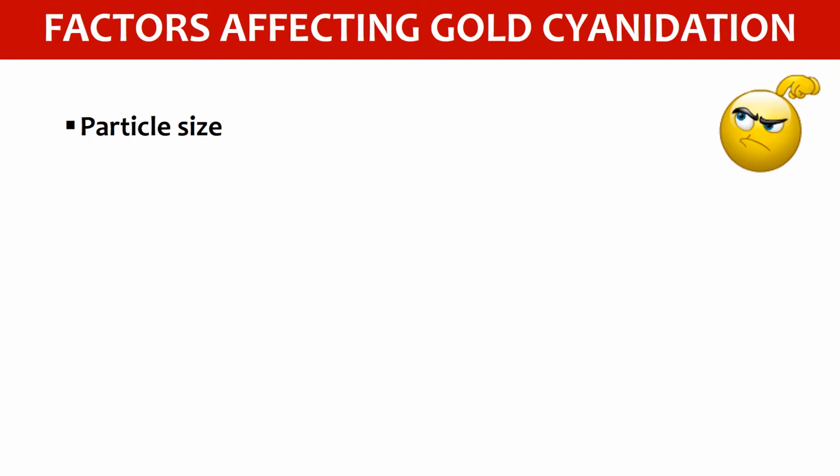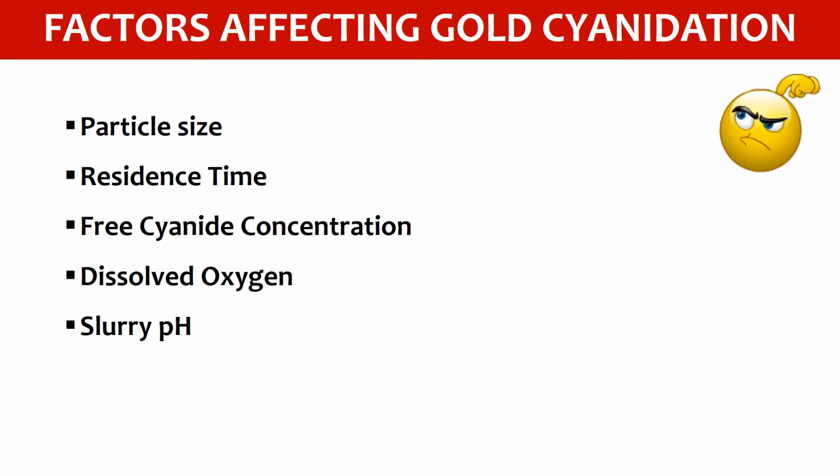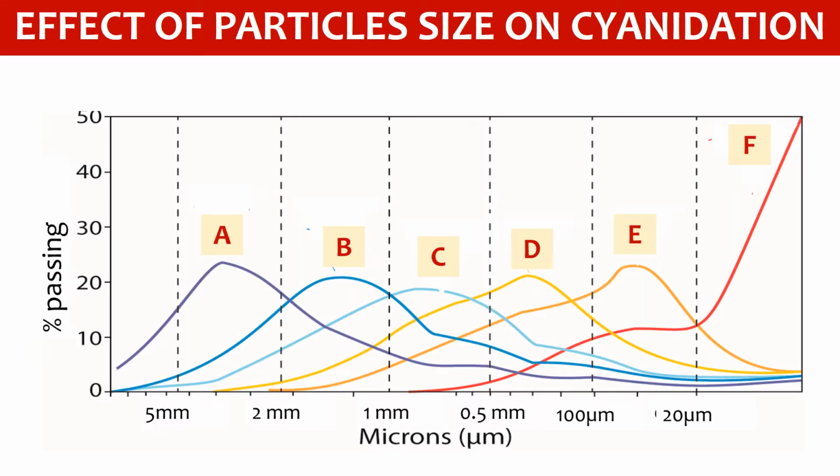Okay, now there are several factors that affect your gold leaching. So here are some of them: particle size, residence time, free cyanide concentration, dissolved oxygen, slurry pH, foreign ions, and also temperature. Okay, so here we talk of the effect of particle size on cyanidation. Now, you remember we talked of mineral processing in our first lecture, and we said mineral processing involves, first of all, you've got an ore which has got your particles here that you want.